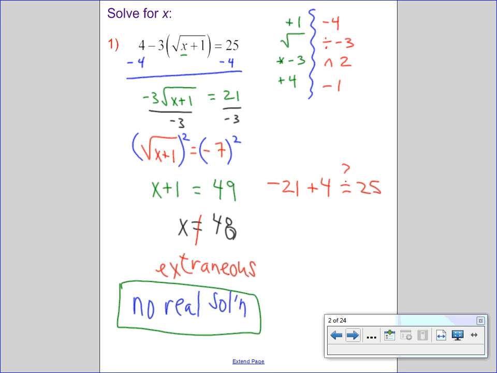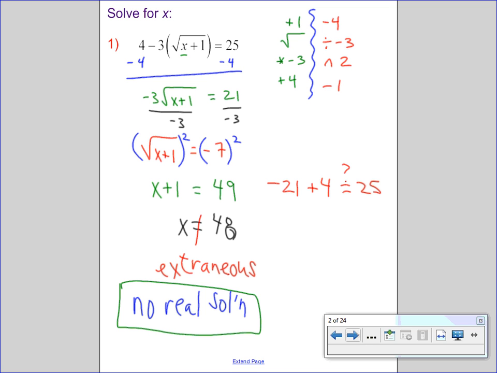This even index radical, that square root has an invisible index of 2. It's an even radical. We know that no matter what we have inside of it, it'll never produce a negative output. And so that would be an indication that there's no real solution. After following through, we checked our potential x value 48 and saw that it did not satisfy the original. That's what we call an extraneous solution then, and there's no real solution.